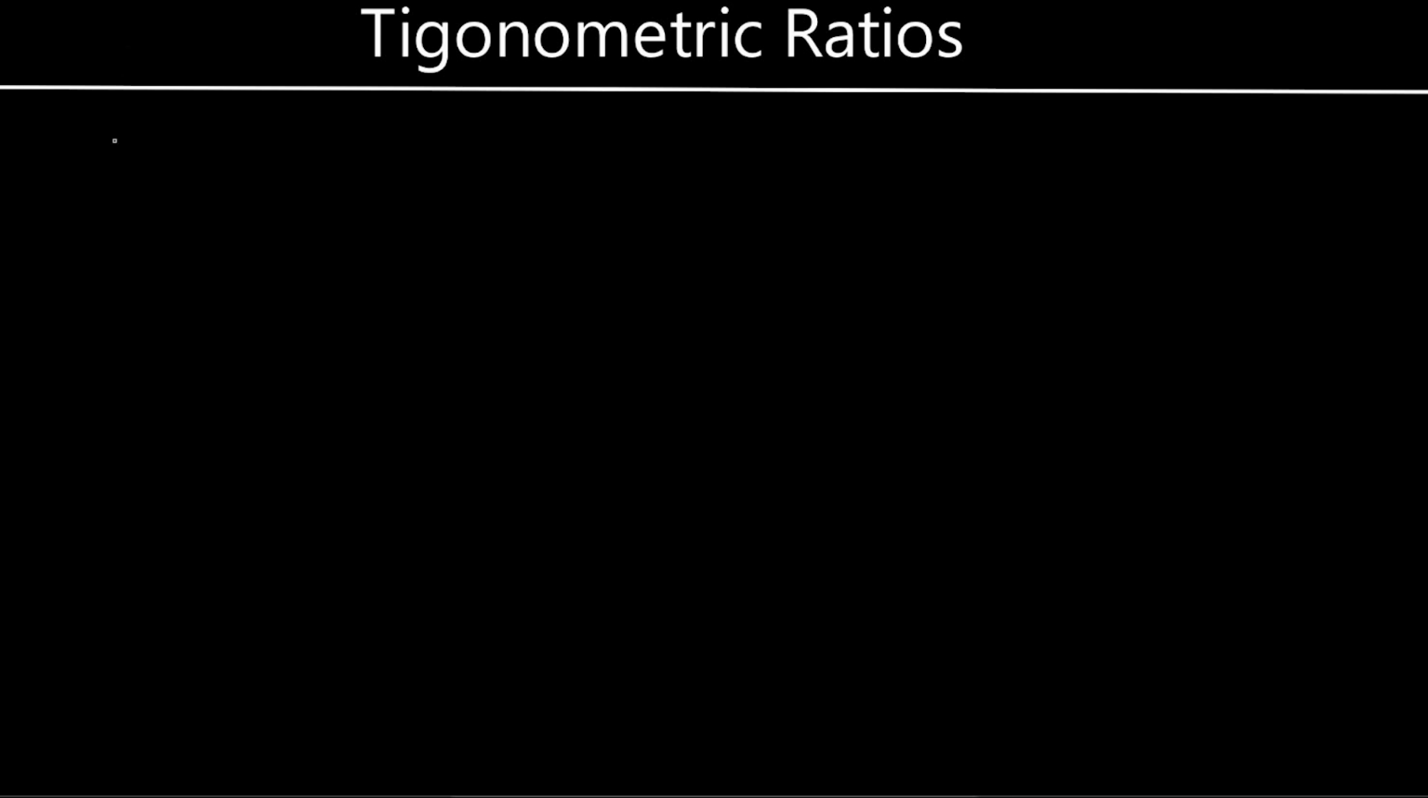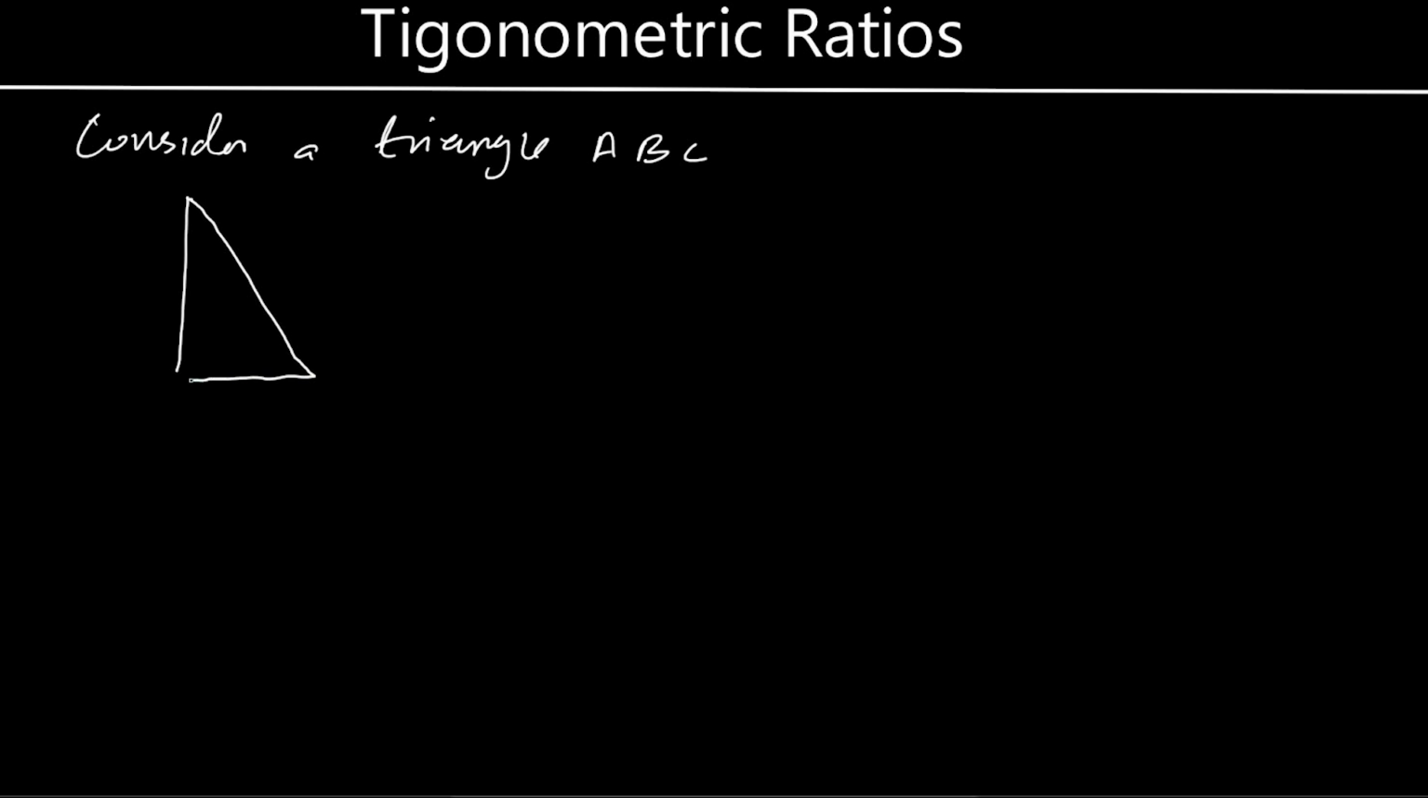Now as we start, let us consider a triangle. We can call it A, B, C. And let us sketch the triangle. We have the triangle ABC. This is 90. And then this is our A. This becomes our side B, and this is our C.